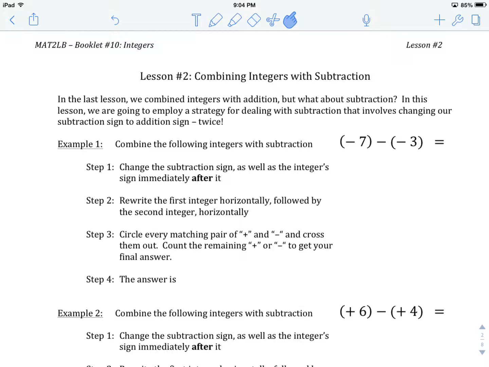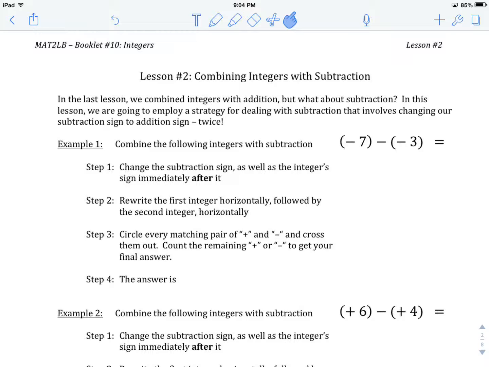Welcome to Combining Integers with Subtraction. Hopefully you've already watched the video on combining integers with addition, since we're going to be using the strategy that we used when we were combining integers with addition today. Part of what we are going to do when we're dealing with subtraction is to reconfigure the combining of our integers to make it addition again. That's going to be our goal.